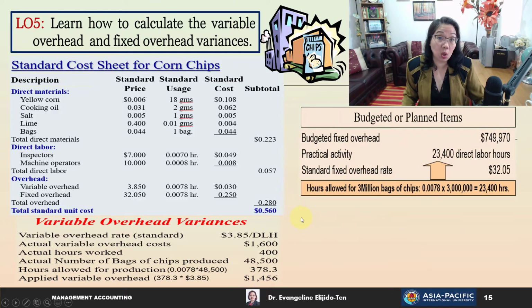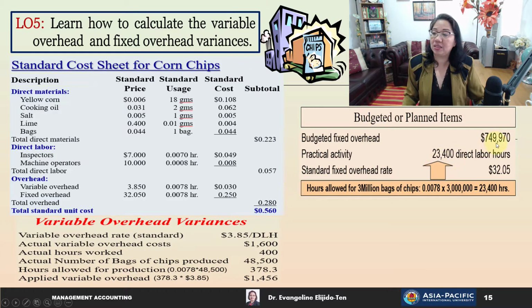So that should be $1,456. Since we will also be calculating fixed overhead, we are told here that the budgeted fixed overhead is $749,970, and that is based on 3 million bags of chips. So they were expecting that their volume of production at that budgeted fixed overhead would be for 3 million bags of chips. And so how many direct labor hours will be needed to produce 3 million bags of chips? Well, remember that the standard hours is 0.0078. So 0.0078 times 3 million will give us 23,400 hours.